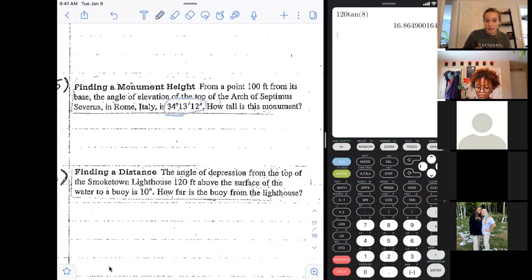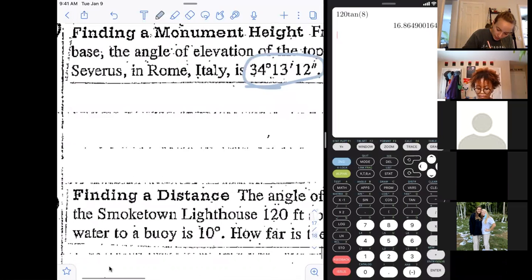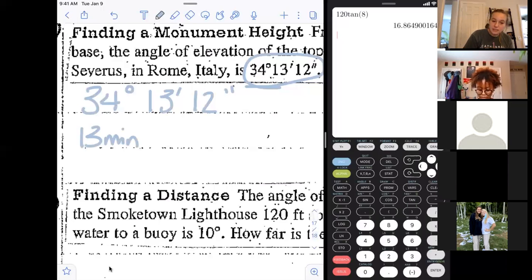So even before I draw my picture, I'm going to make this into a degree decimal. So I have 34 degrees, 13 minutes, and 12 seconds. And this is actually on our test, so this is a great review. So I'm going from 13 minutes to degrees, so I'm going to multiply that by 1 degree over 60 minutes.